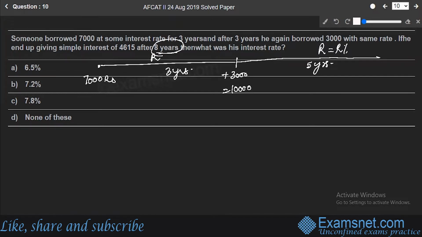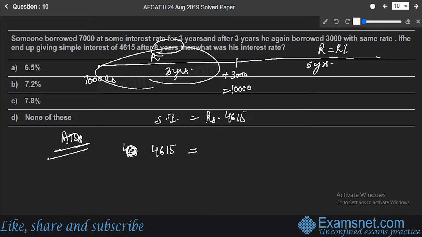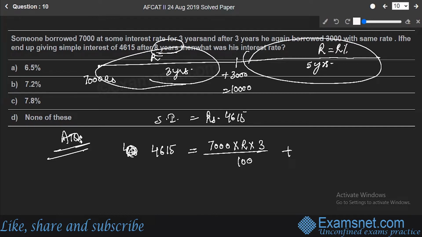Now the simple interest that was paid was 4615. According to the question, this simple interest 4615 is equal to the interest for the first 3 years, which is principal into rate into time upon 100, plus the interest for the second half. This is for 5 years. For 5 years, the principal was 10,000, time was 5 years and rate was the same upon 100. This 100 and this 100 will cancel.